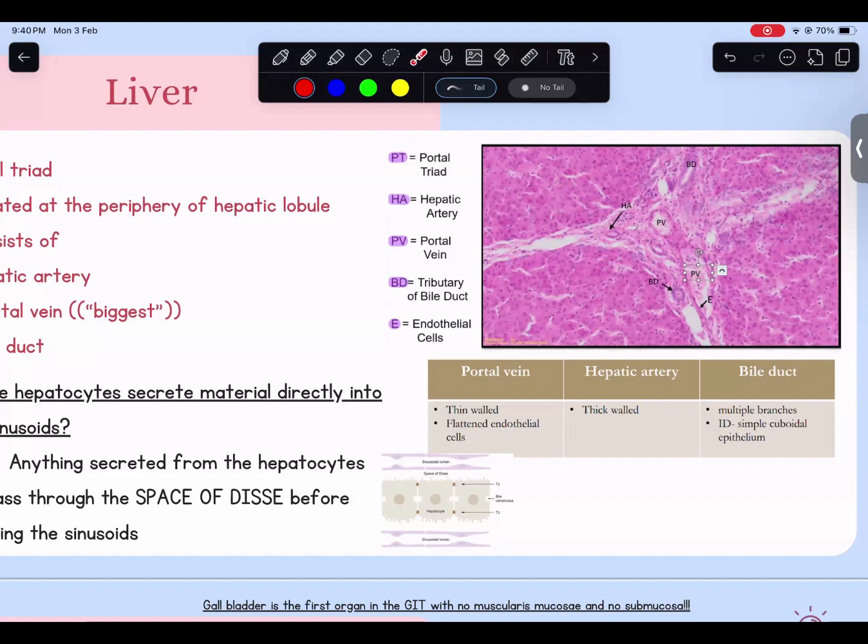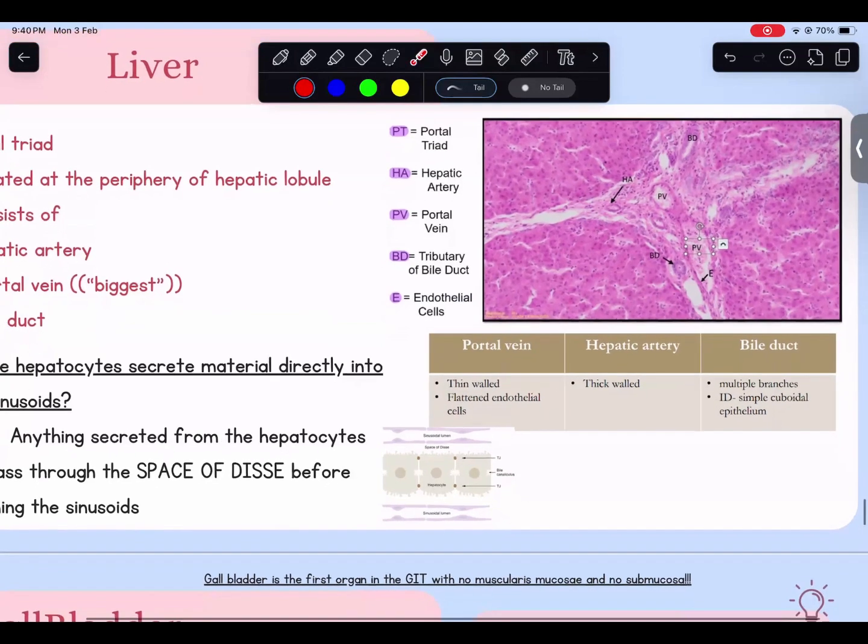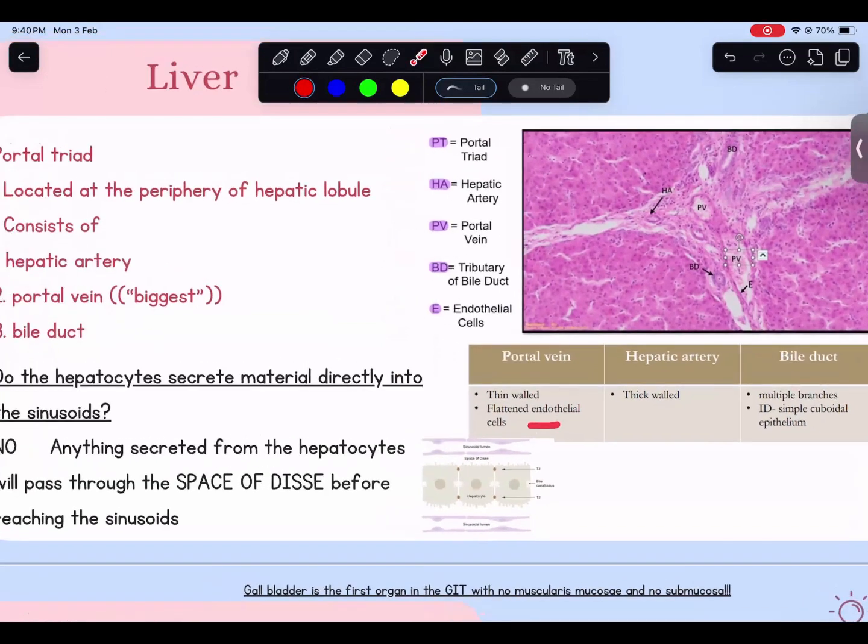Also, you can tell from the location as well as the appearance whether it's a duct or an artery. The duct is going to be more circular, and you can tell that the epithelium is either columnar or cuboidal, whereas an artery is going to have more of a squamous epithelium. So it's just a differentiation here.